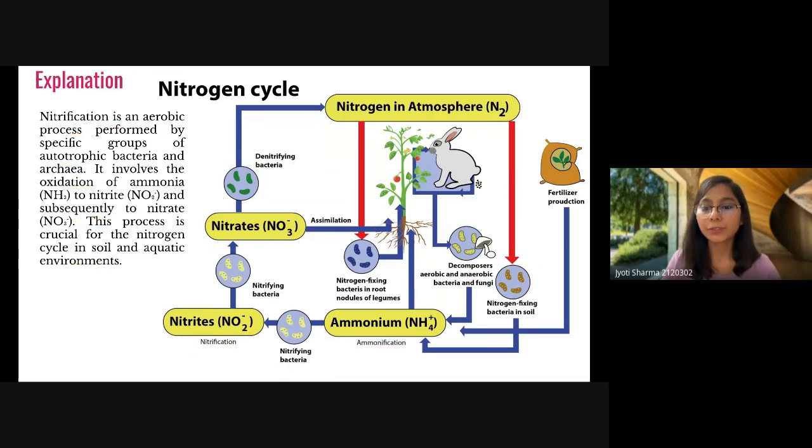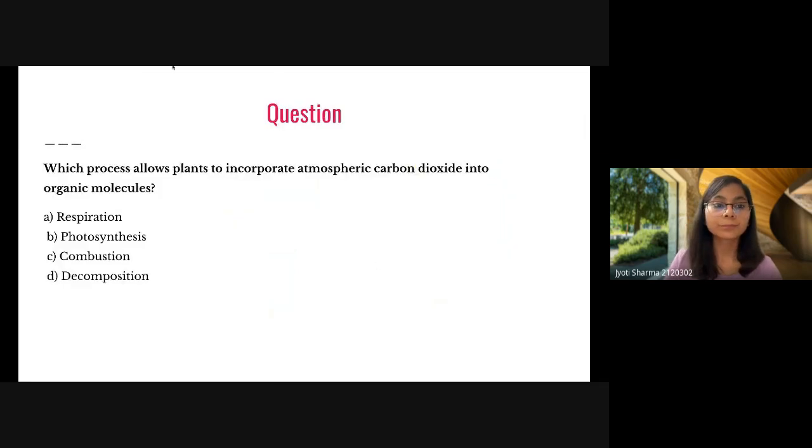Okay, so I'm going to the next question. Which process allows plants to incorporate atmospheric CO2 into organic molecules? The simplest question ever asked in this class is this one. Whenever we have atmospheric CO2 and a plant is doing something so that the CO2 can be changed into an organic molecule, what kind of process are we talking about? We have four options: respiration, photosynthesis, combustion, decomposition.